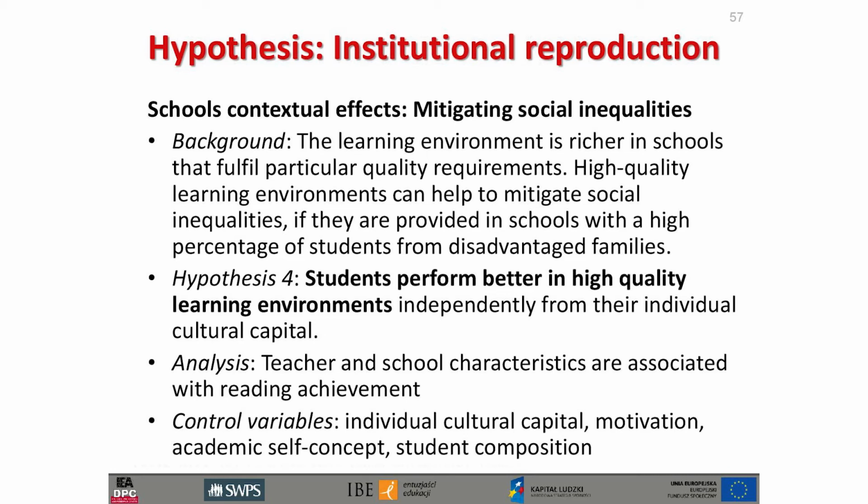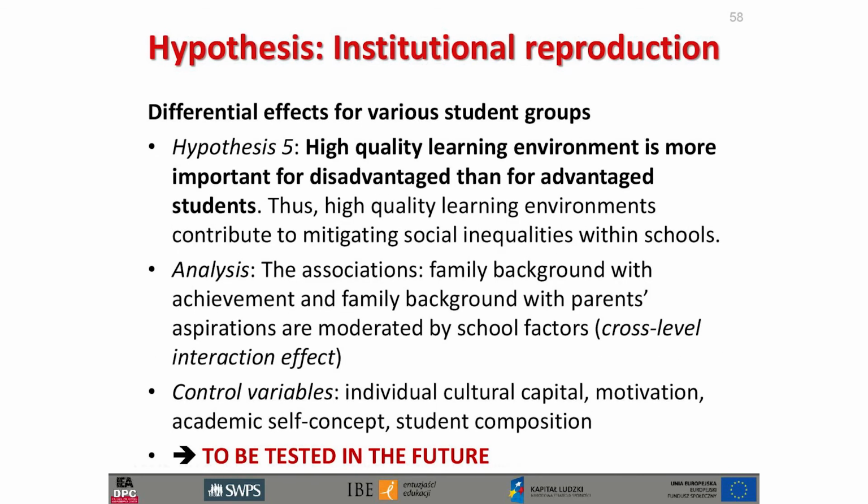Teacher and school characteristics are associated with reading achievement. This is the analysis, and the control variables are the same as before. The last hypothesis, however, not tested yet, it will be tested in the future, concerns differential effects for various student groups. So the hypothesis is that those high-quality learning environments are even more important for disadvantaged students than for advantaged students. Thus, high-quality learning environments contribute to mitigating social inequalities within school as well.